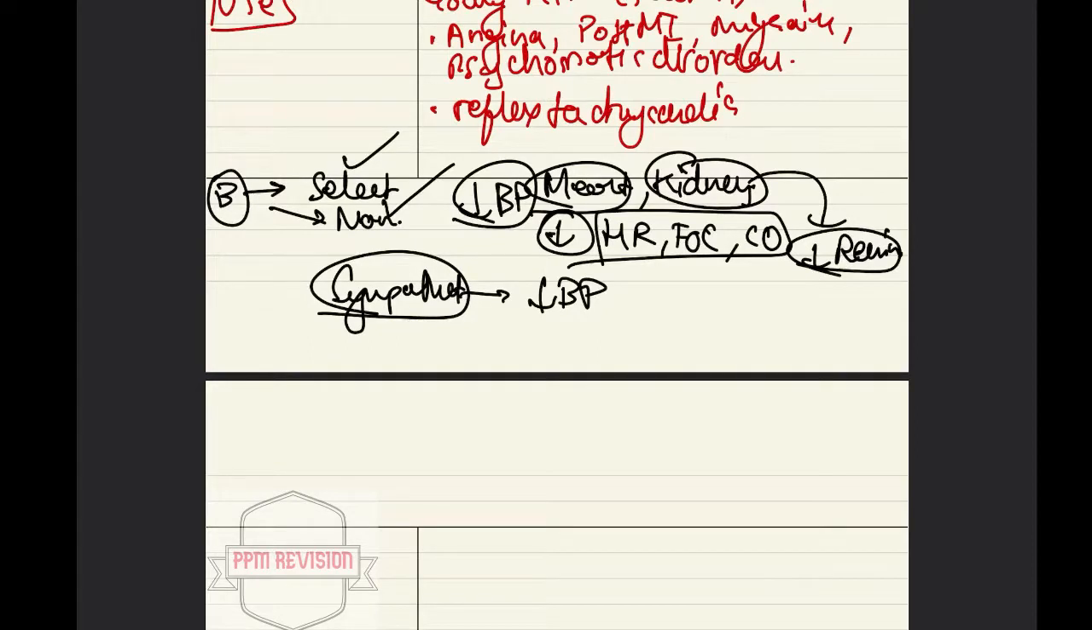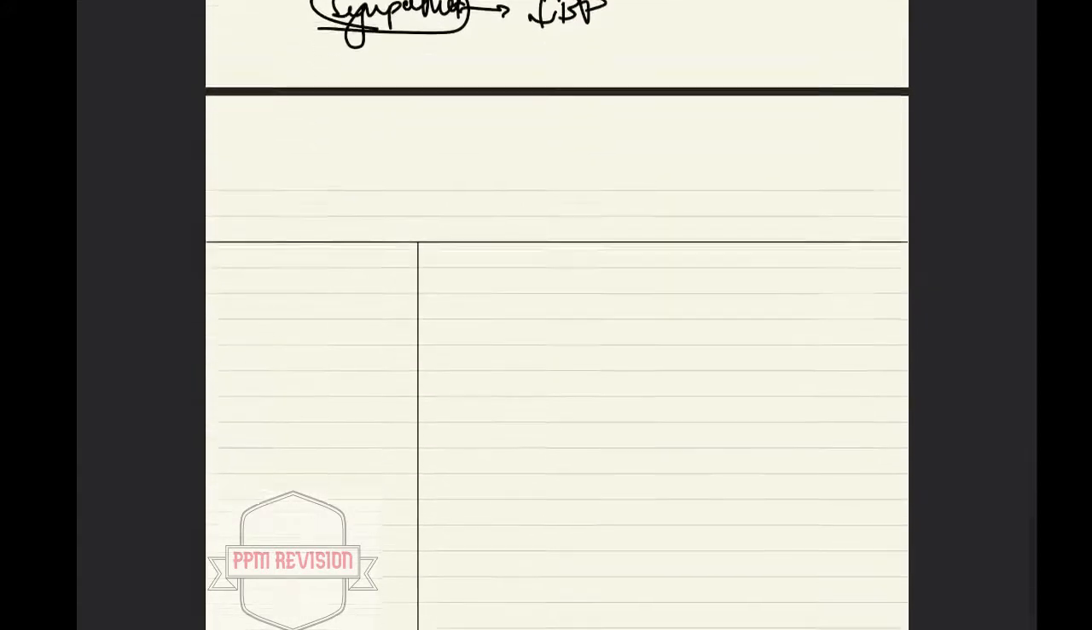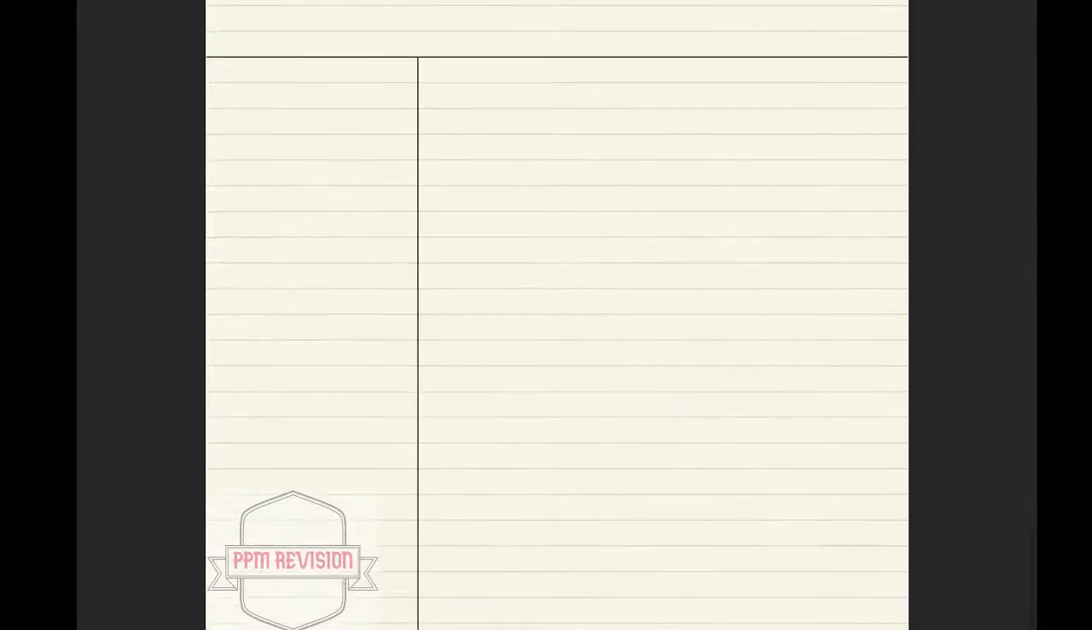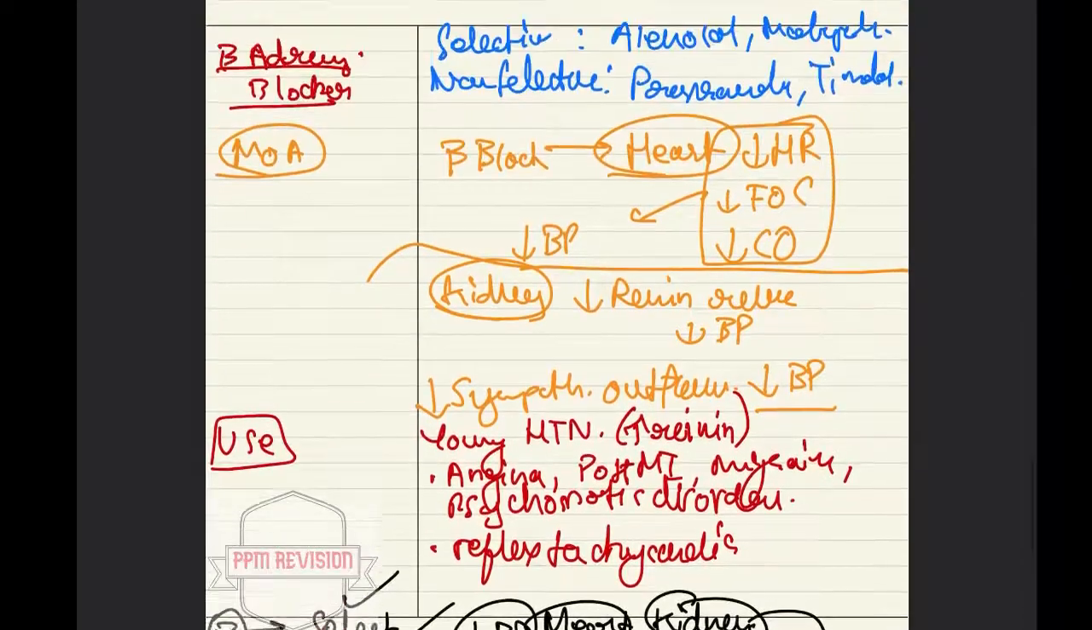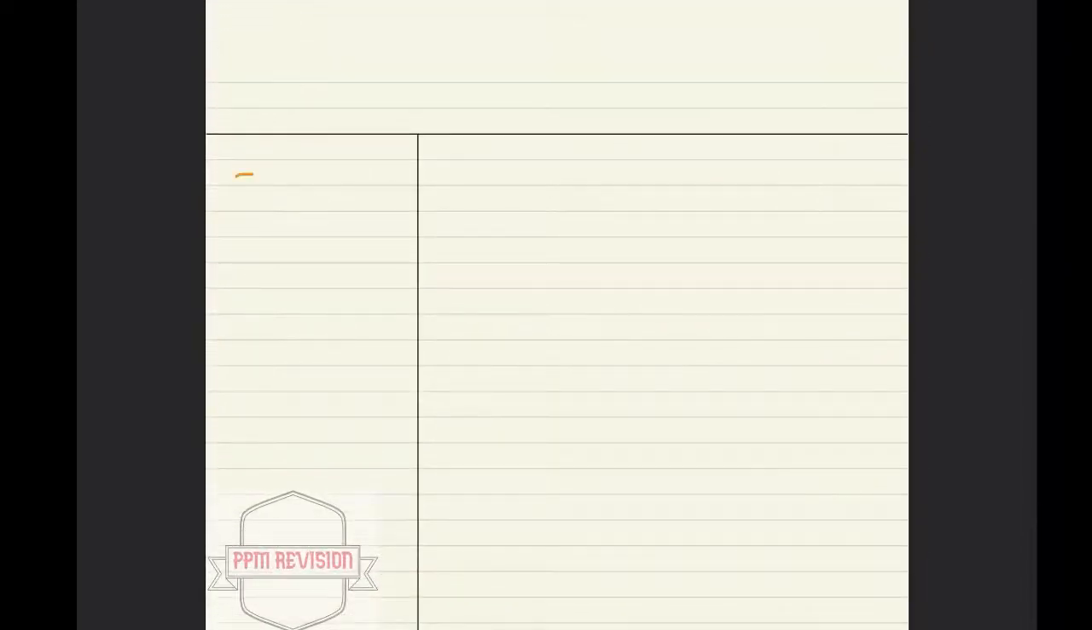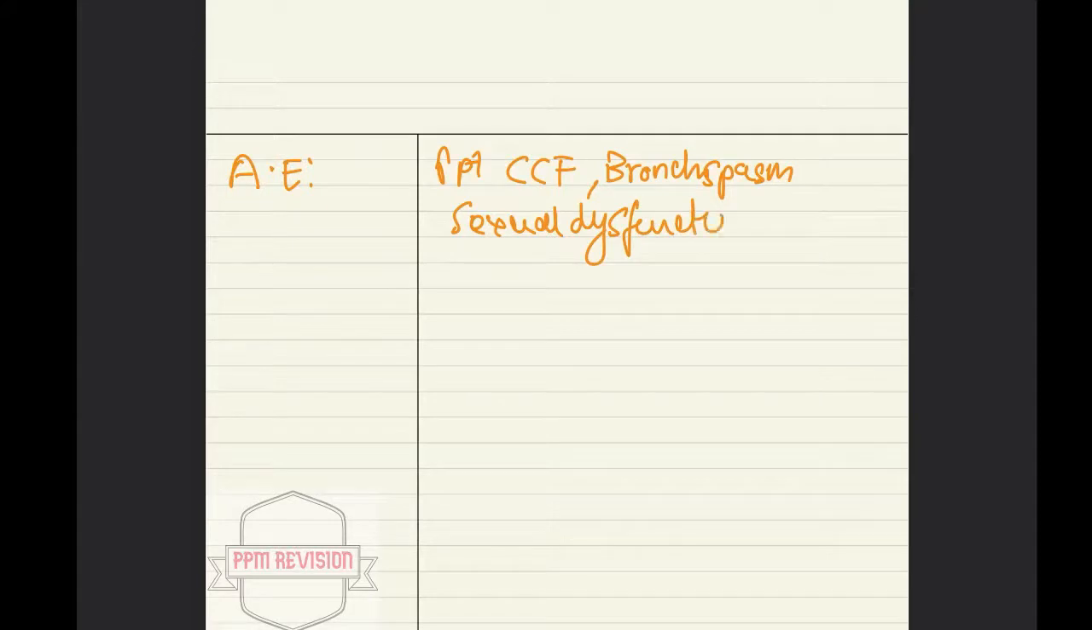Now, moving further, have I mentioned the adverse effects? No. So we'll be quickly noting that as well. What can it result in? It can precipitate congestive cardiac failure as well as bronchospasm. This point needs to be known, and it can also cause sexual dysfunction in males, and can lead to nightmares as well.